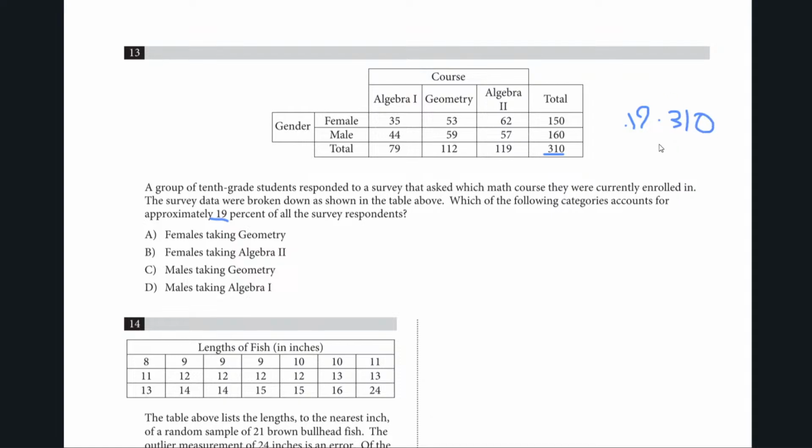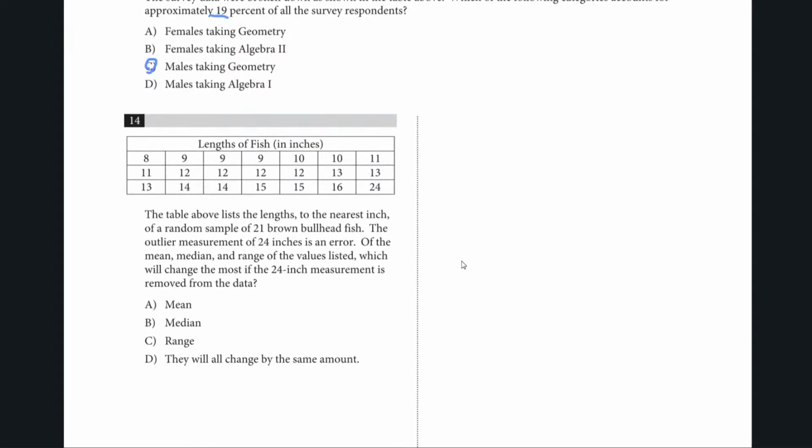That is 59. So the closest numbers to that are here and here. The closest one specifically being this one here. So male geometry. Our answer is C. Not too bad, just gotta know what the question is asking.